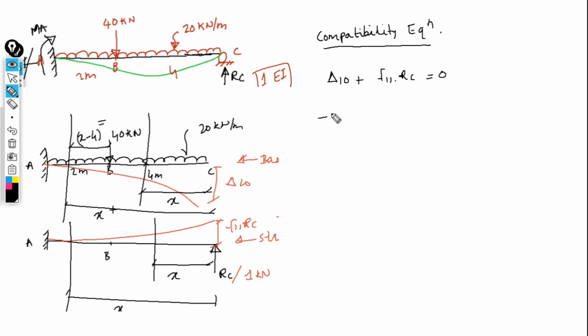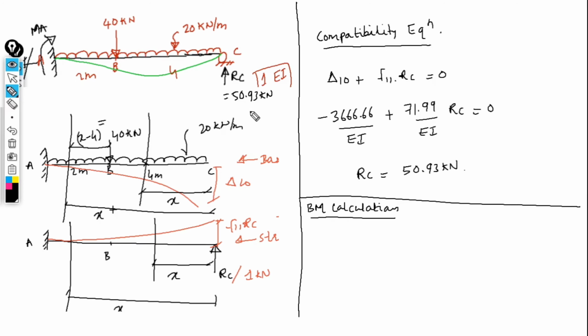Delta 10 is minus 3666.66 divided by EI plus F11 is 71.99 divided by EI RC equal to 0. By using compatibility equation, you will get the value of RC, which is 50.93 kilonewton. Once you get the value of RC, the propped cantilever, which is basically an indeterminate structure, will become a determinate structure. So we can calculate bending moment by using equations of equilibrium.